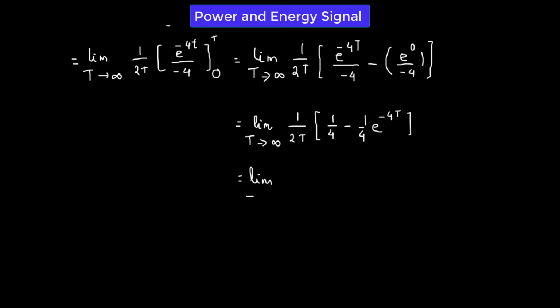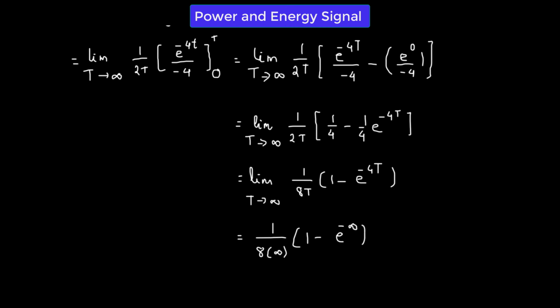So that gives us the limit as t goes to infinity. We factor out 1 over 4, so we have 1 over 8t multiplied by 1 minus e raised to the power of negative 4t. So when we substitute the limiting value of t, we have 1 over 8 times infinity, which is infinity, 1 minus e raised to the power of negative infinity.